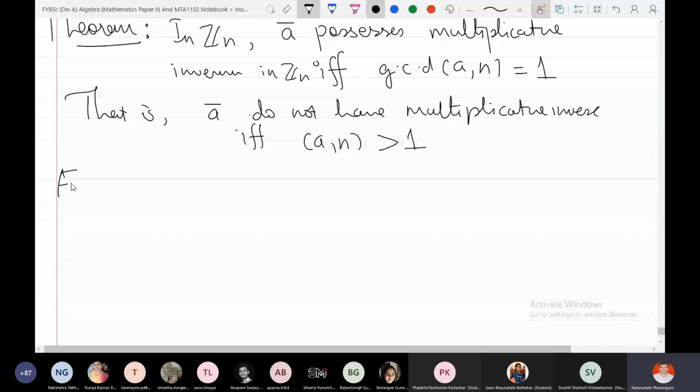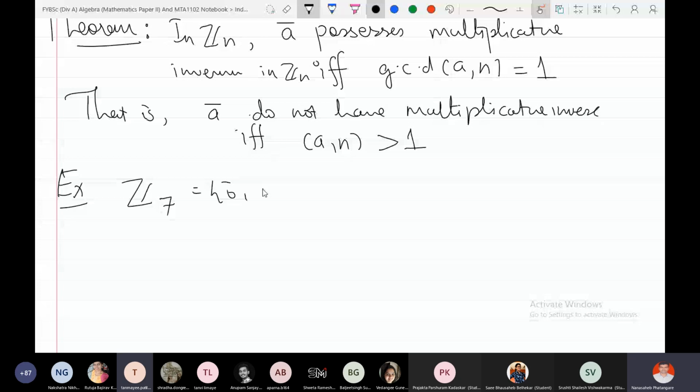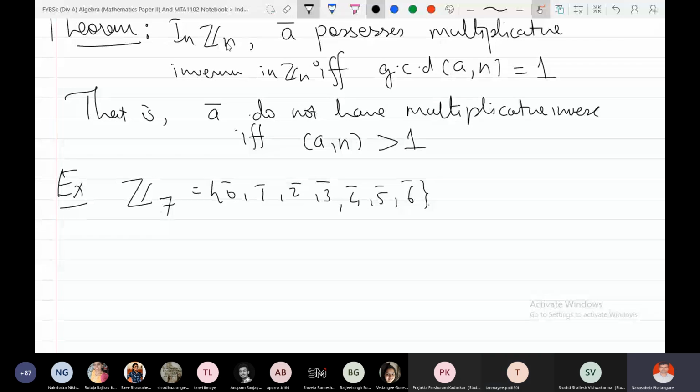Let us think about Z7. What is Z7? 0 bar, 1 bar, 2 bar, and so on. In this theorem, n can be composite. I am not saying prime. You choose any Zn of your choice. In Zn, which elements possess multiplicative inverses and which do not?